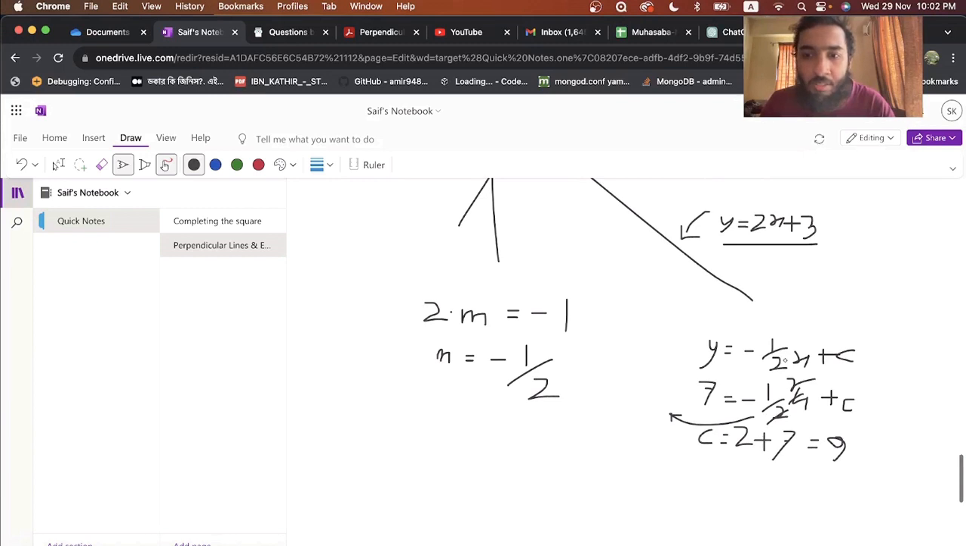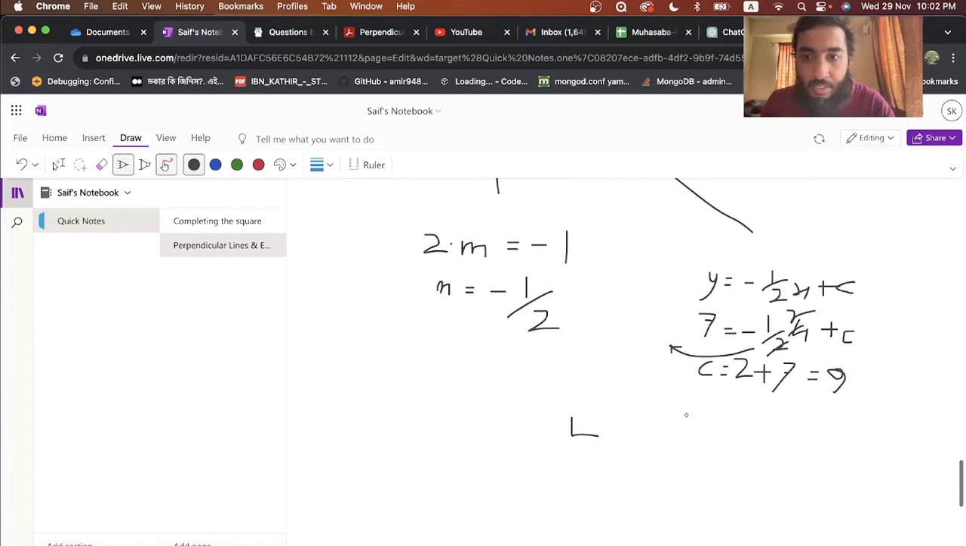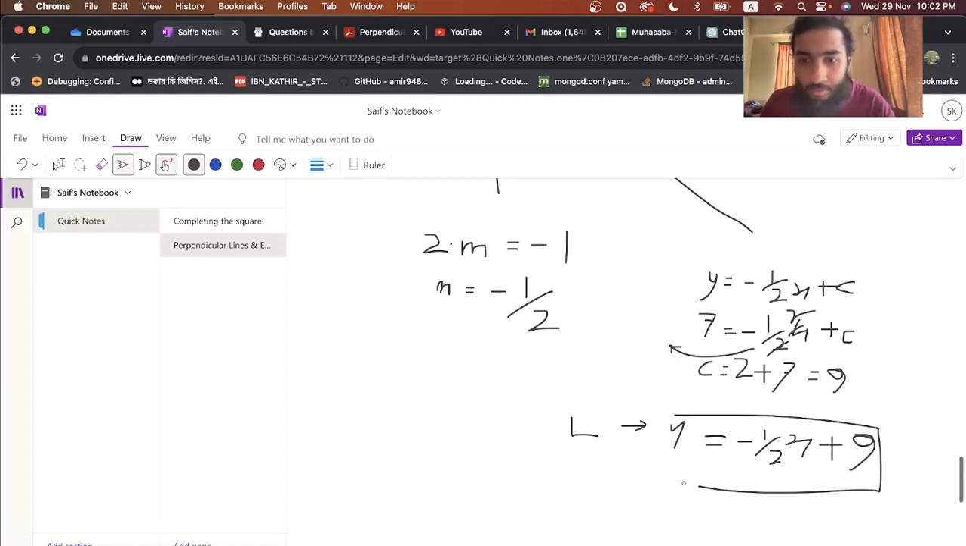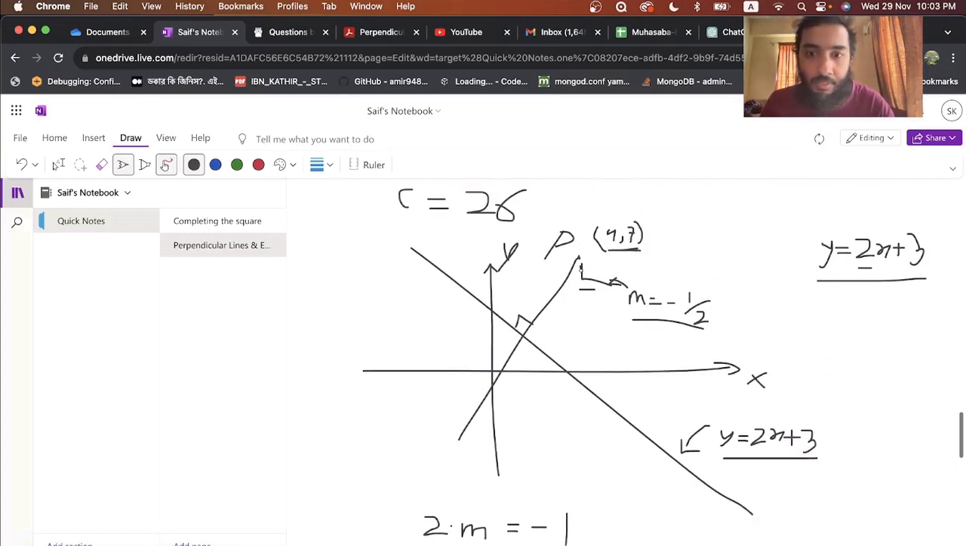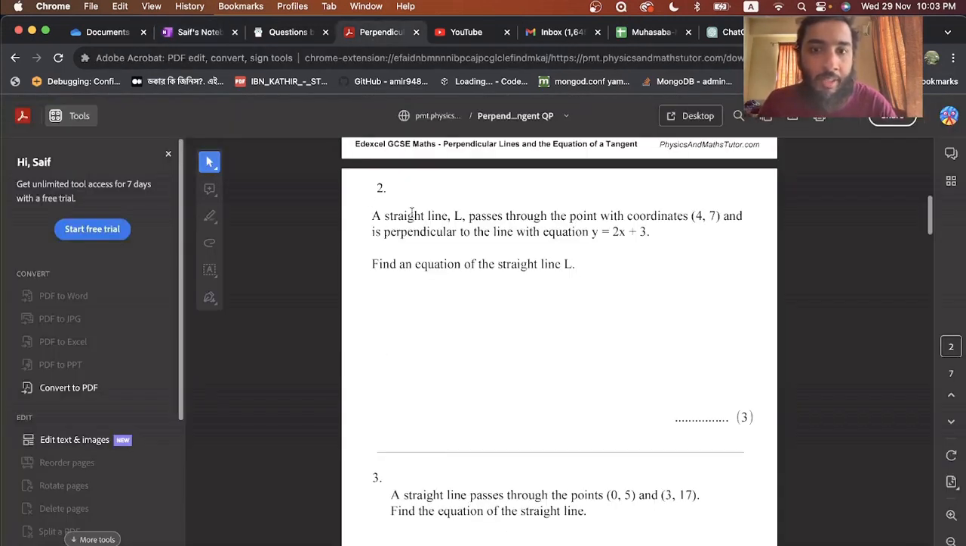So the equation of L is y equals -1/2 x plus 9. This is what the equation of L is. So we have solved number 2.